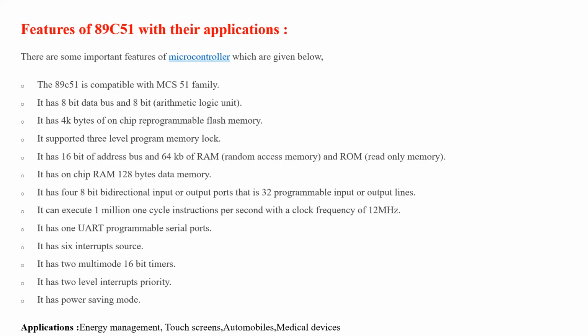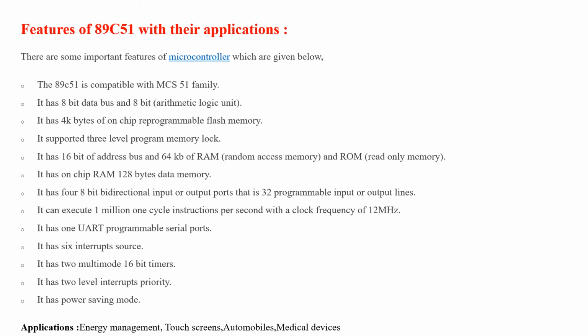Let's see the features of 89C51 microcontroller. All of you are familiar with the 89C51 microcontroller. It belongs to the MCS51 family. It has 8-bit data bus, 4 kilobytes of on-chip reprogrammable flash memory, 16-bit address bus and 64 kilobytes of RAM. It has on-chip RAM of 128 bytes of data memory. It has one UART programmable serial port.